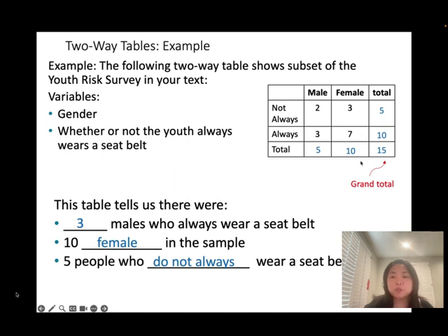One more time: a two-way table contains two variables, and the corner here is called the grand total. So every time you see a two-way table, make sure you add up the subtotals and the grand total.